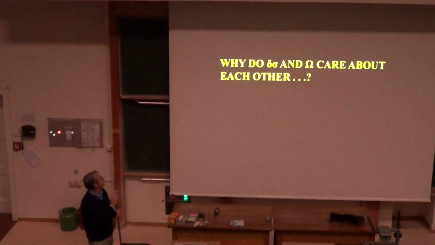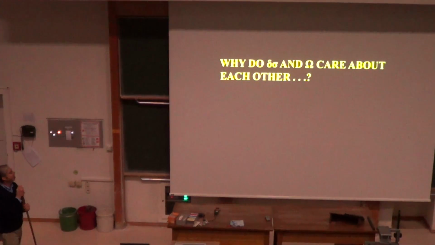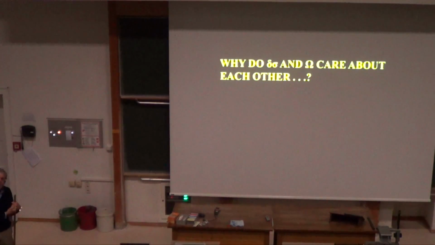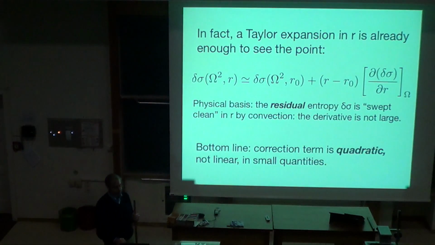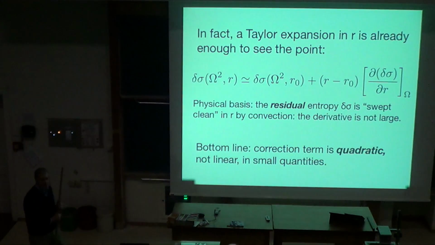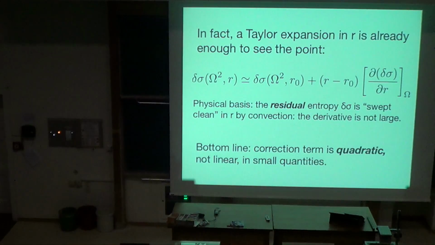Why is it that the residual entropy and omega care about each other? So I've explained, I think, physically why it makes sense that entropy should be more or less constant along a convective cell, but could vary from one cell to the other. But what is it about the angular velocity that also makes it want to be in this kind of configuration?